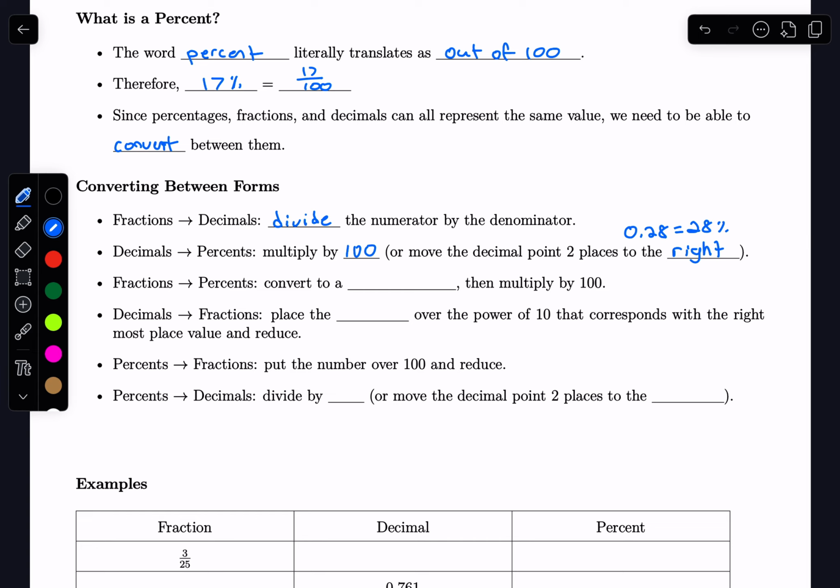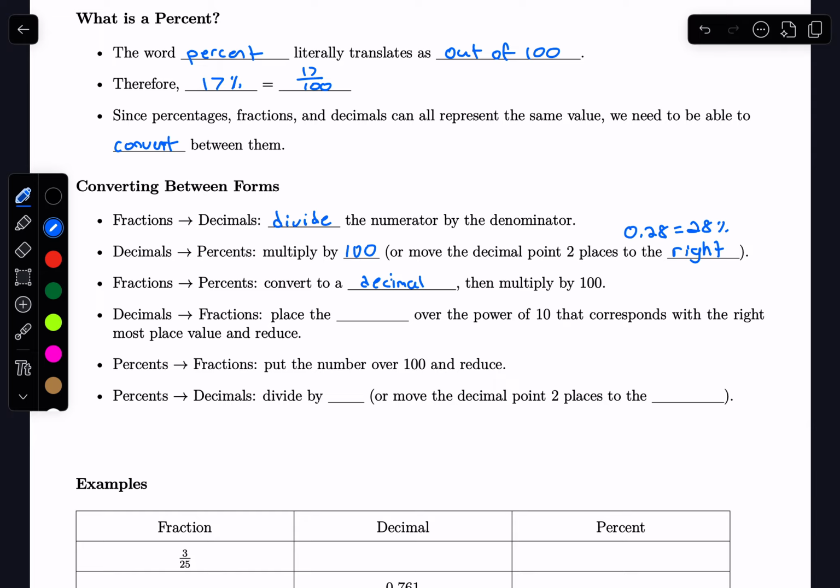Nice and easy. If we want to go from fractions to percents, we're essentially going to do 2 steps in one. We're going to first convert to a decimal by dividing the numerator by the denominator. Then we'll multiply by 100. So in order to go from a fraction to a percent, we go from fraction to decimal and then to a percent.